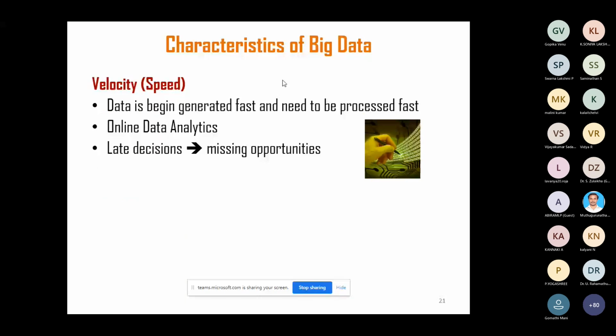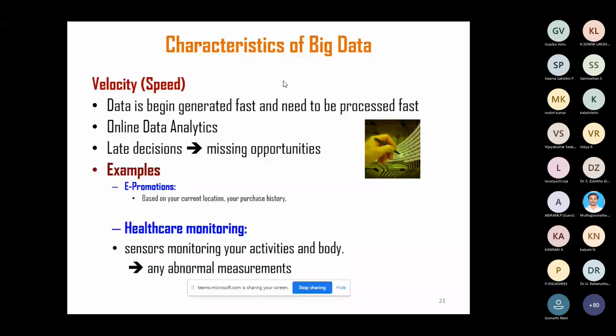And one more example, if we do consider healthcare, you have adopted various sensors to monitor the activities of, or to diagnose or to monitor the deviation with respect to a particular patient. So you have placed different sensors and you are about to process any abnormalities existing with respect to a patient.